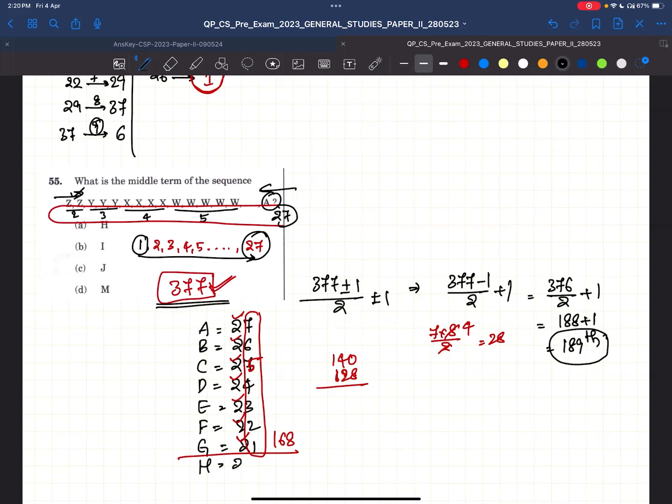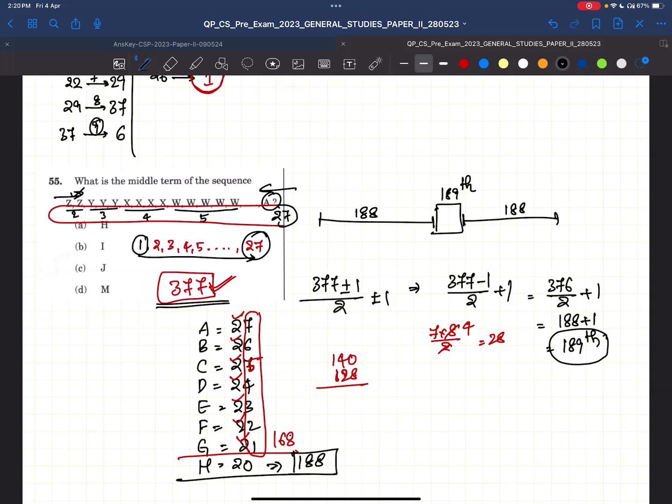H. H will be 20. That means up to here how many numbers are there? 168 plus 20, 188. See, exactly, we are getting 188. That means from here to here, this is the middle term. And from here to here, we already found out these are 188, 188 this side, and this is the 189th term. Right? That means up to here, H is closed.